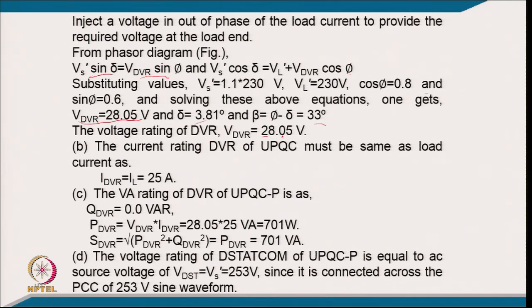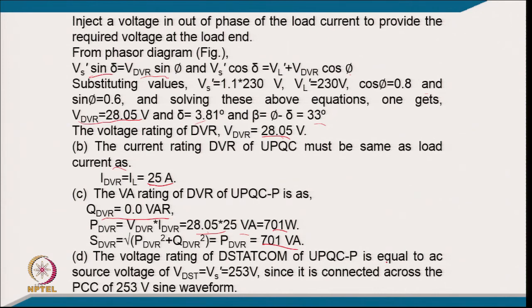So, the V rating of the DVR is 28.05, and the current rating of the DVR is the same as the load one, that is typically 25 ampere. The reactive power is 0 because the DVR is only injecting active power, and the power is voltage multiplied by current. So, 28.05 into 25, that is 701 watt, and S DVR will be the same as P DVR. So, that is 701 VA.